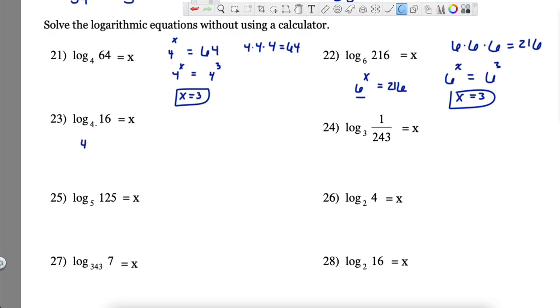I have a base of 4, an exponent of x, and this equals 16. This should be easy, right? 4 squared is 16, so x is 2.